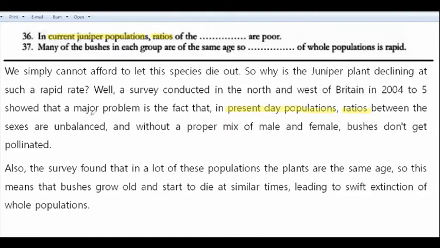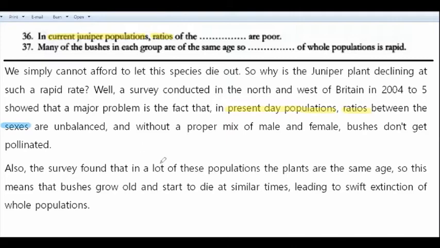Ratios between the sexes are unbalanced. Ratios of the blank. Now, here's where the part of speech is so important. We know that this must be a noun. So we know that unbalanced cannot be correct, right? Ratios of the, it must be sexes. Ratios of the sexes are poor.